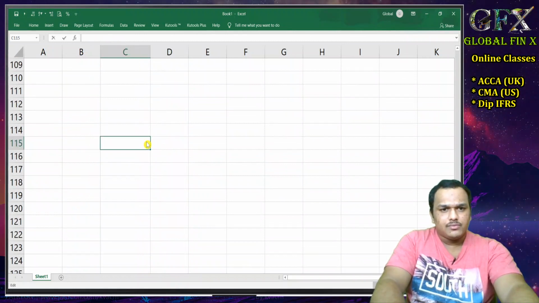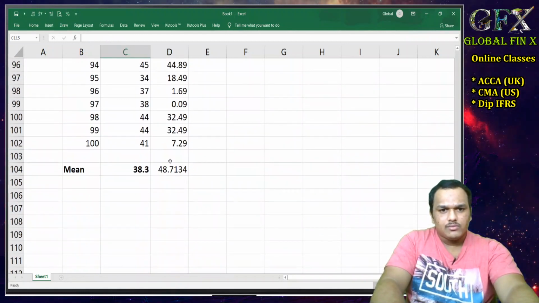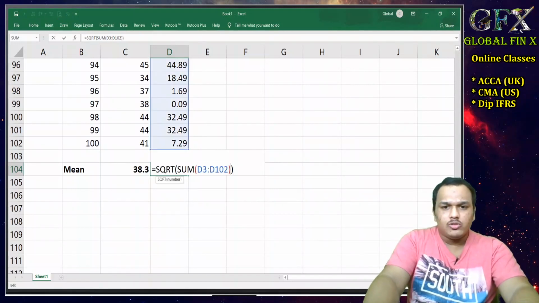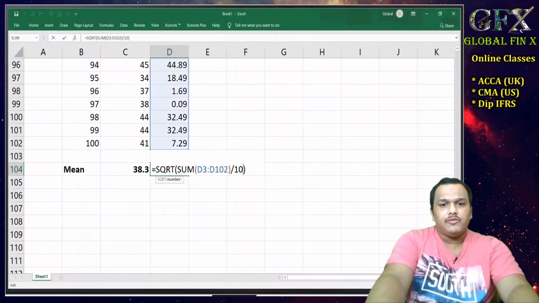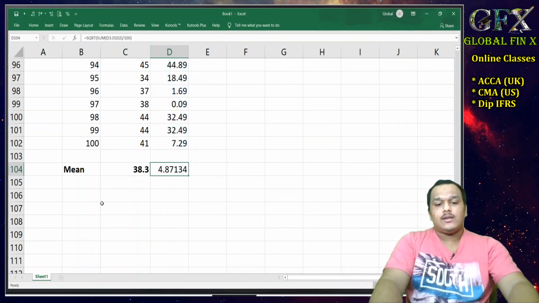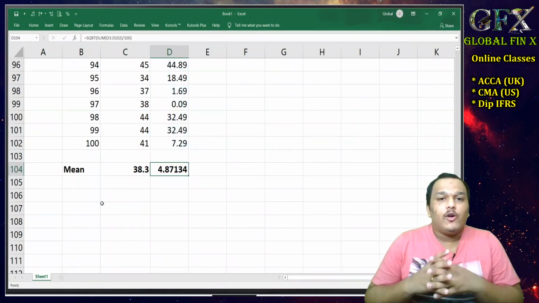Oh, I have to divide by n now. By 100, right? We did 100 samples. Okay, cool. So our standard deviation is 4.87. I don't know why we are getting 4 point something. It is 4.87 this time as well.